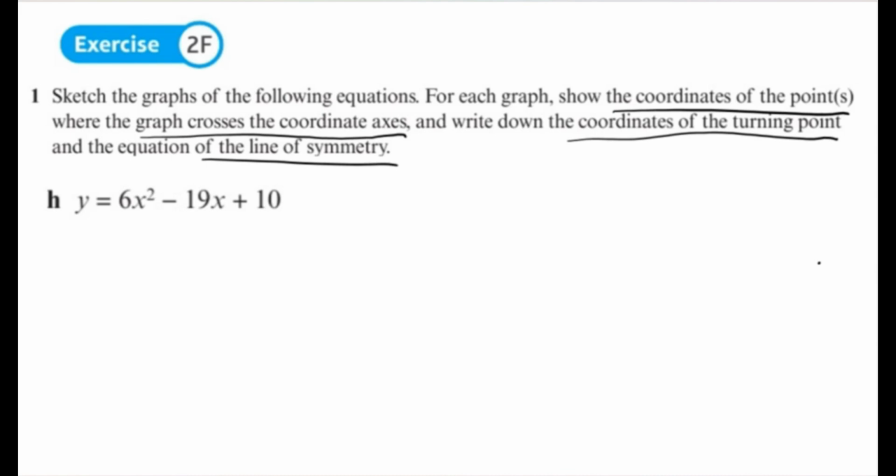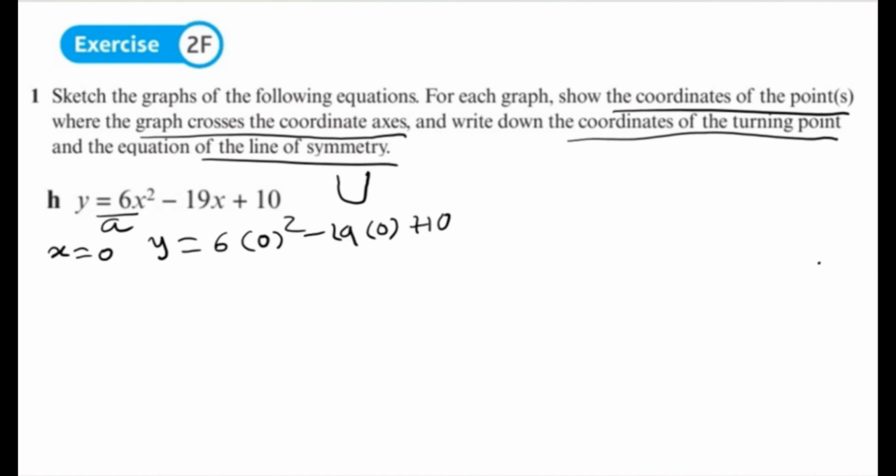This function, as you can see, our a is positive, so this is the shape of our graph. That's the first thing we can figure out. Second thing, to find where it intersects the y-axis, we have to substitute x is equal to 0. So y is equal to 6(0) squared minus 19(0) plus 10. So that will give us 10. So the coordinate is (0, 10).